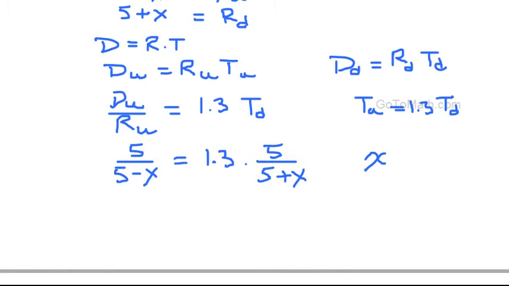Let's see here for a second. I'll tell you what, we'll do a few manipulations here before we get to that point. And let's see, 5 times 1.3 is 6.5. Right, and then 5 minus x. Okay, and then 5 minus x.